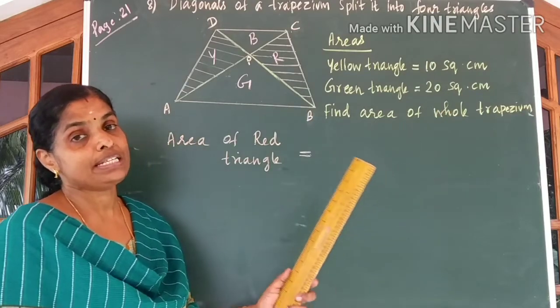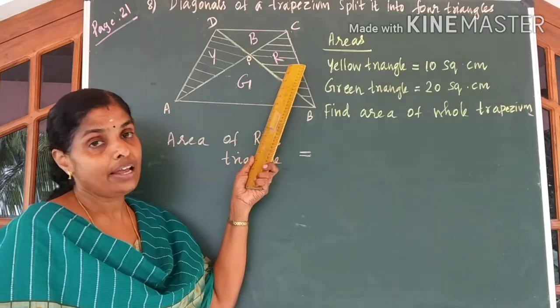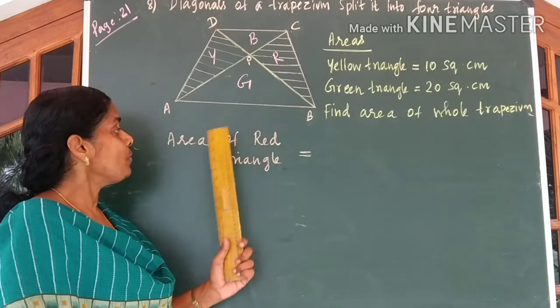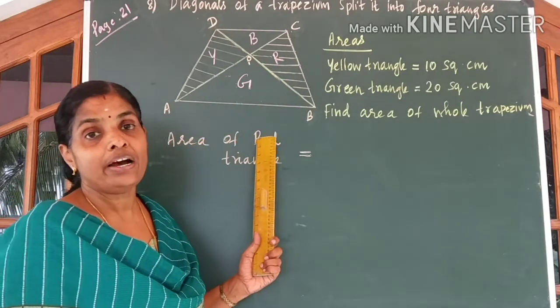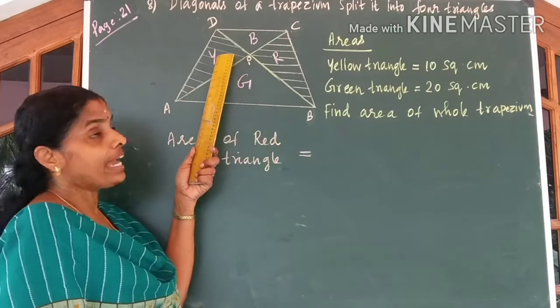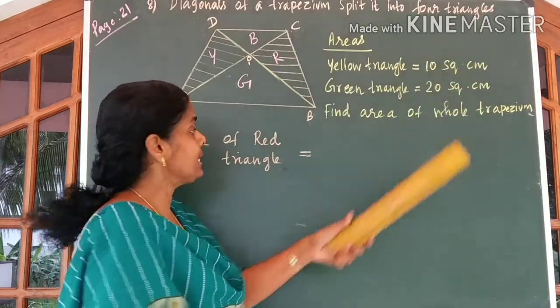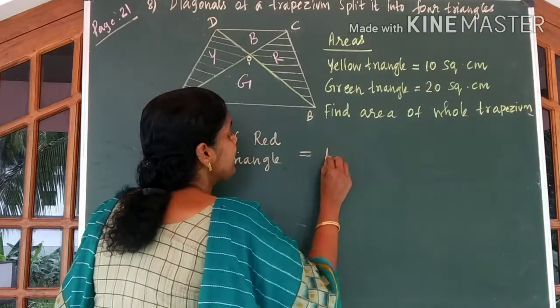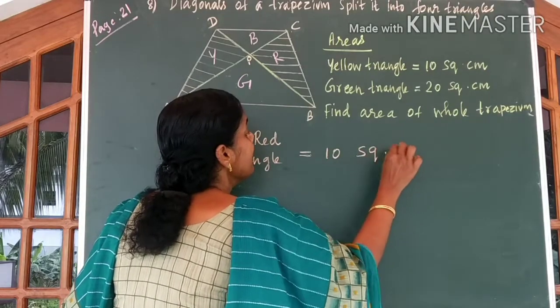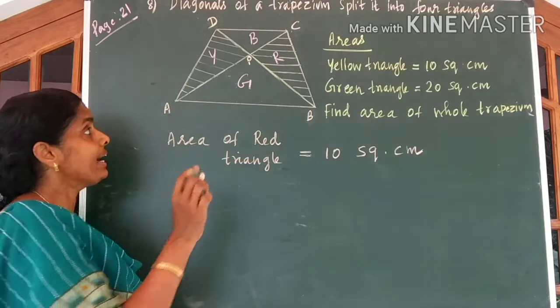Just now what did we study? The area of these two triangles are equal, isn't it? So we can say area of the red triangle is equal to the area of the yellow triangle, which is equal to 10 square centimeter. So area of red triangle is equal to 10 square centimeter.